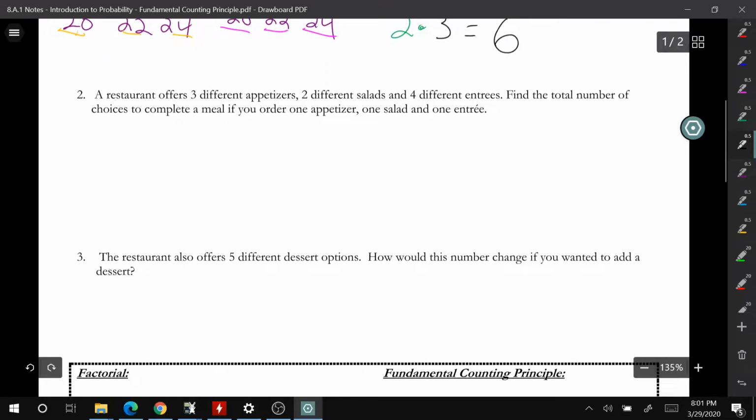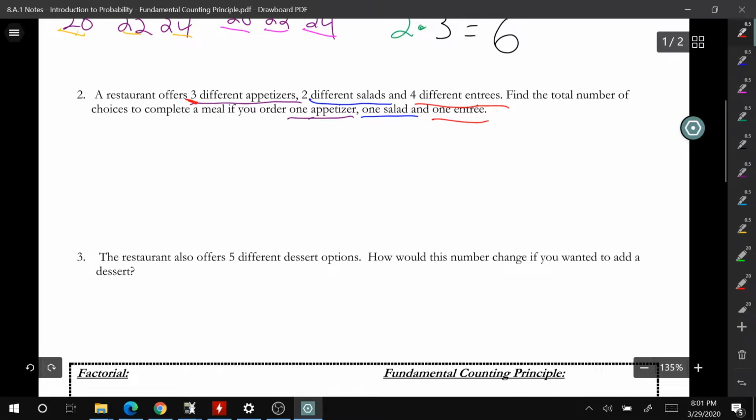So let's look at number 2. A restaurant offers 3 different appetizers, 2 different salads, and 4 different entrees. Find the total number of choices to complete a meal if you order 1 appetizer, 1 salad, and 1 entree. So be careful to make sure you're actually answering the question, because what if the question just said if you order 1 salad and 1 entree, the number of appetizers wouldn't matter if that's what the question was asking. So just make sure you read the question carefully.